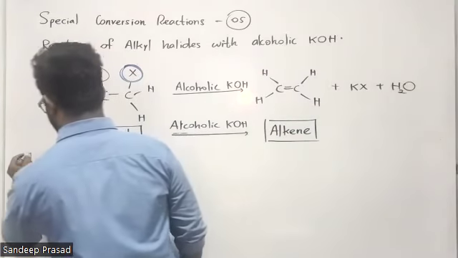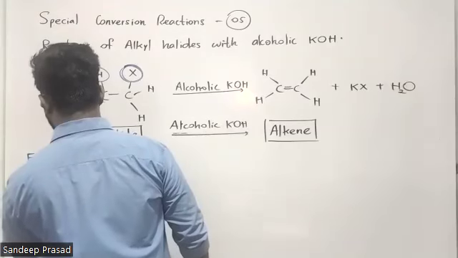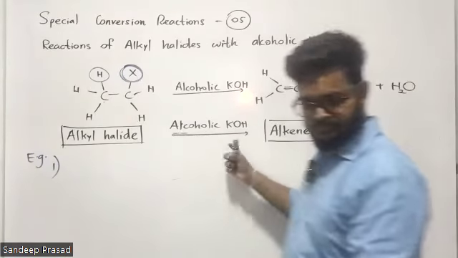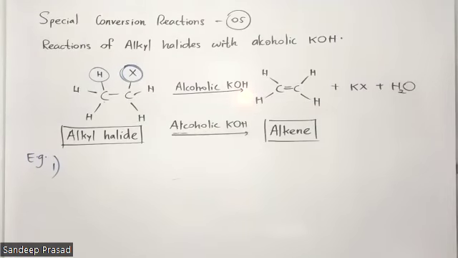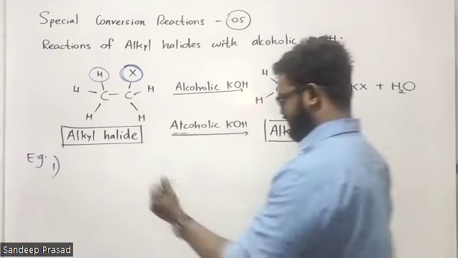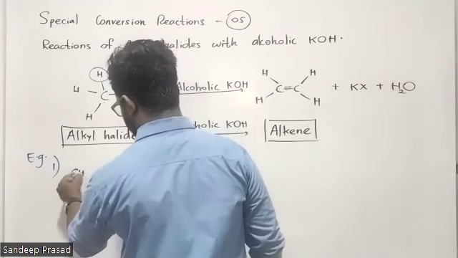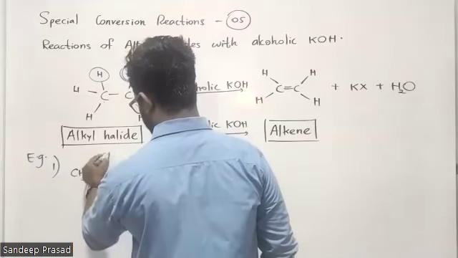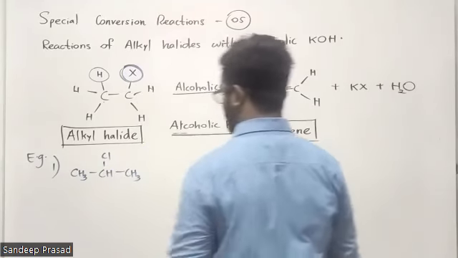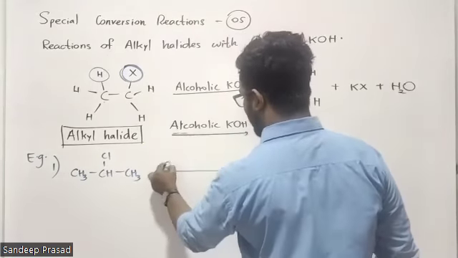Now let's consider a few example reactions. First of all, write down this reaction quickly. Done? Right. Now look at this one. CH3, CH, Cl, CH3. We are going to add alcoholic KOH.